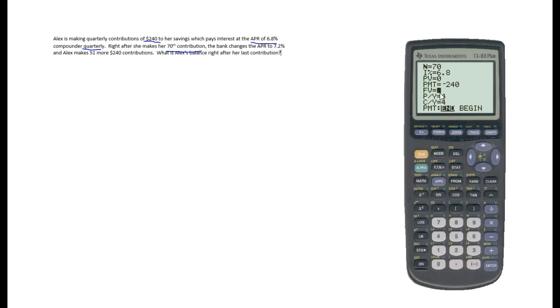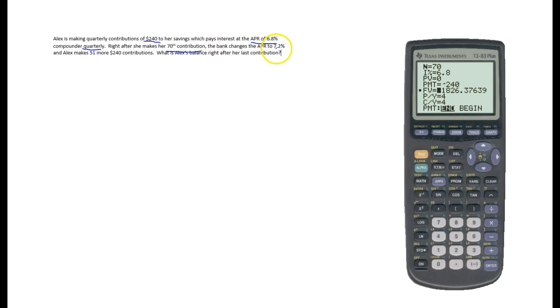Okay, now I'm going to go back to my future value. We're going to highlight it because that's what we're looking for. Alpha, enter, and we get $31,826.38. So we'll round it to the nearest cent. And that is for that first part. But then right after this 70th contribution, there's a change.